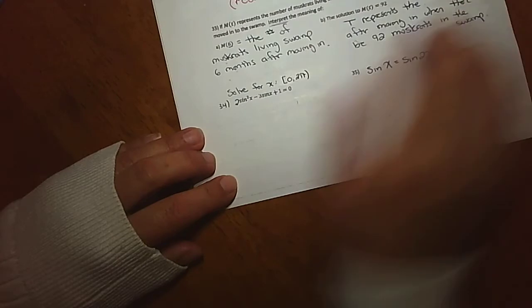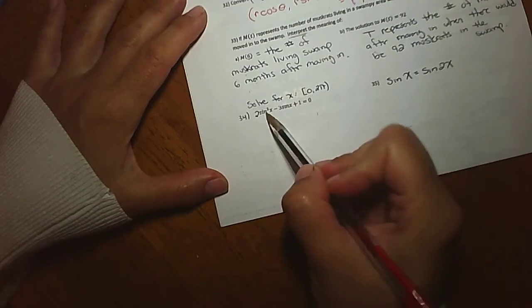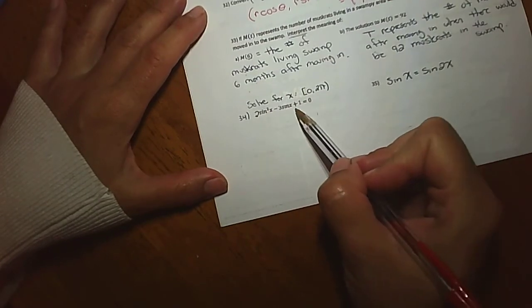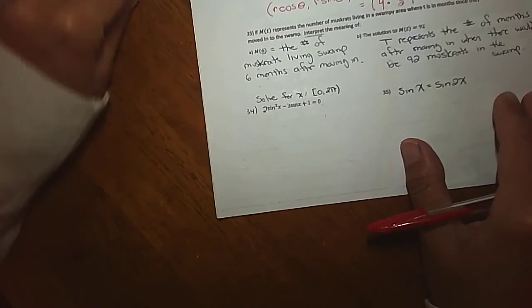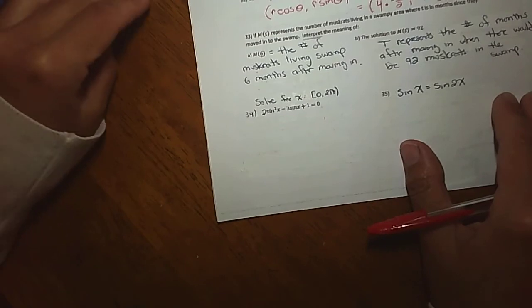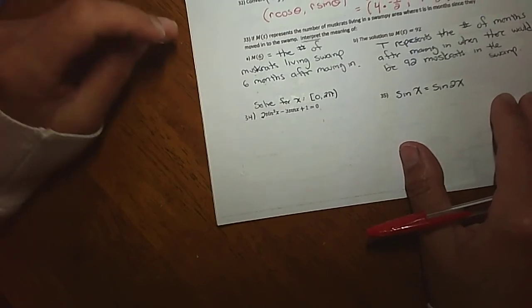Okay. 34, trig equations. You guys cannot avoid trig equations on this final. I don't know if you've noticed, I think there's been a trig equation in every packet. So here we go. The first one is 2 sine squared x minus 3 sine x plus 1 equals 0. All right, now everything on your final was written to do without a calculator, which means everything can be factorable.